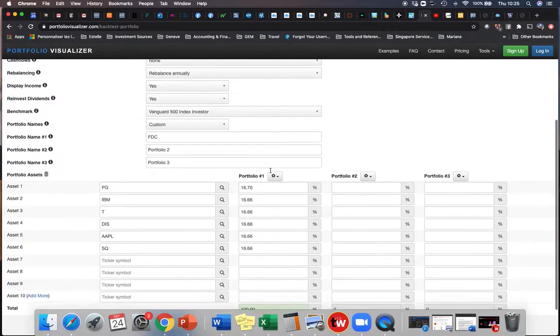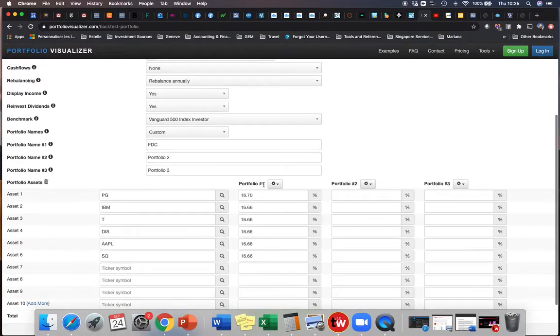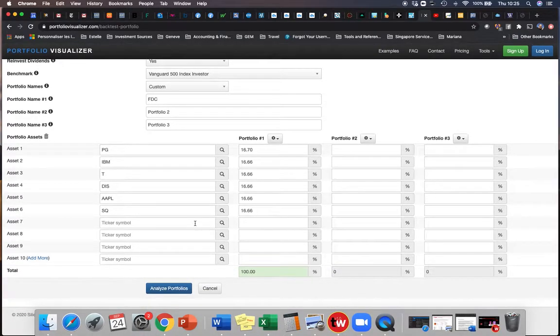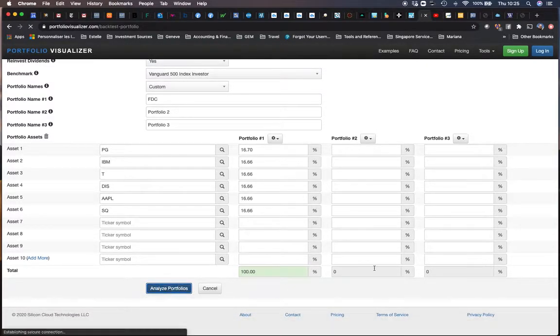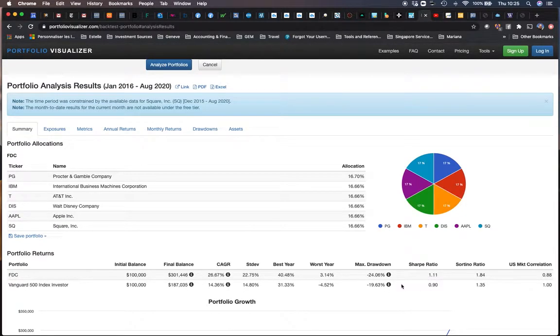What I want to know in this analysis is, if I had my entire equity allocated in these five stocks, how much should be the compound annual return? The standard deviation of these returns, which is a measure of risk, and finally the Sharpe ratio, which measures the excess of return divided by the standard deviation. So I'm going to click here on analyze portfolios, and I will get this information.